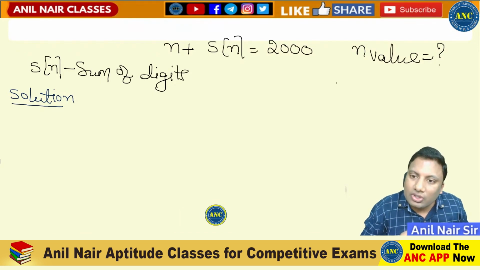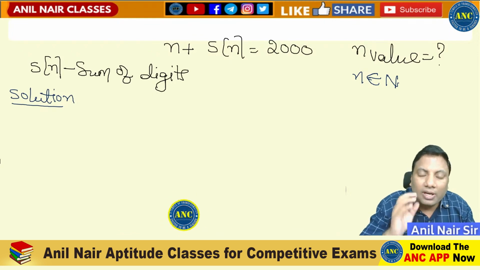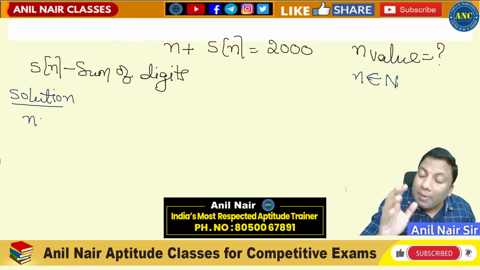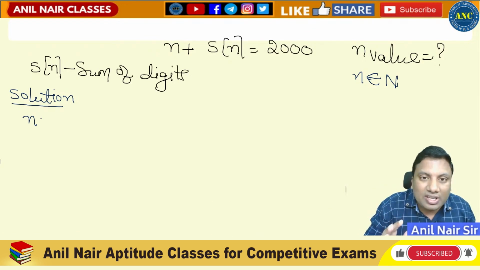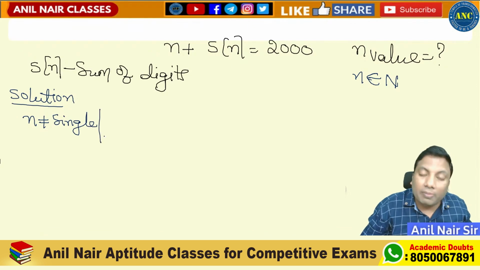N is a natural number. What is the maximum single digit natural number? 9 plus 9. What is 9 plus 9? 18. 2000 is much greater than 18. N cannot be a single digit number.